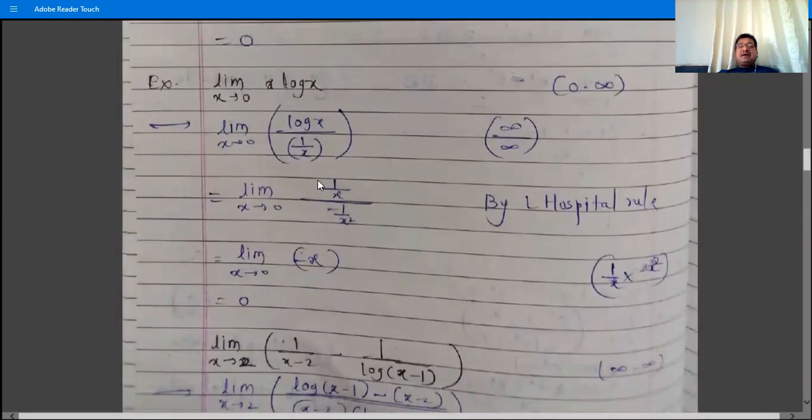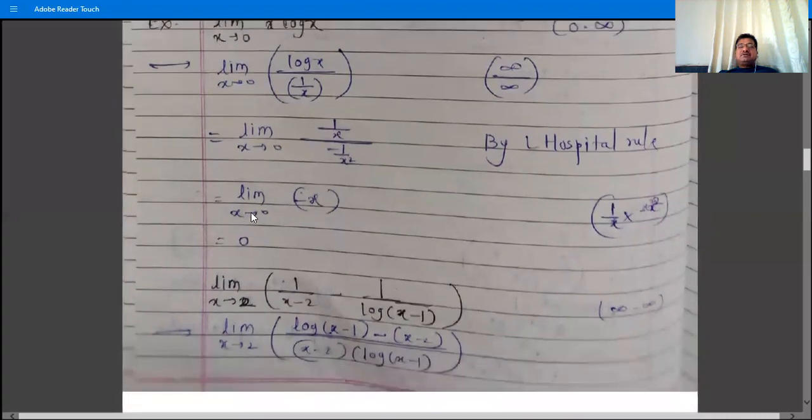So next is by L'Hospital rule. Apply L'Hospital rule. Limit x tends to 0. Derivative of log x is 1 by x, and derivative of 1 by x is what? Minus 1 by x square by L'Hospital rule. And the simplification is minus x. And if we substitute x as 0, then we have answer 0.